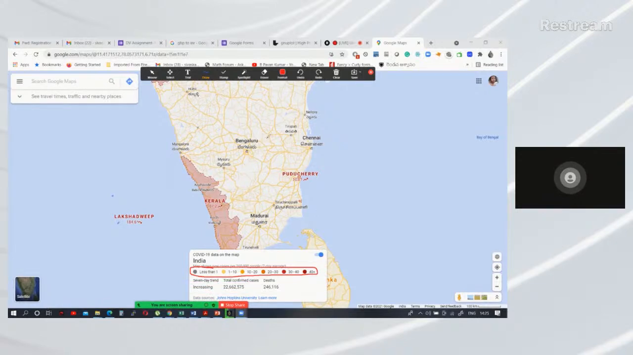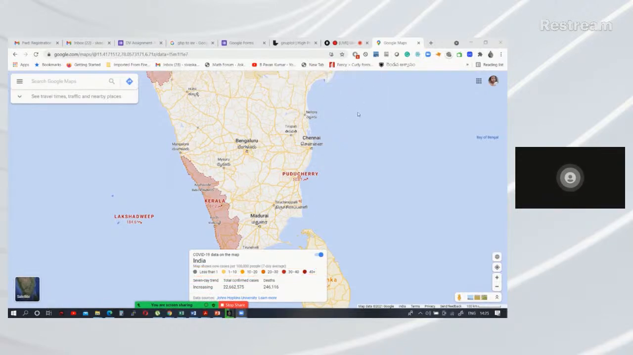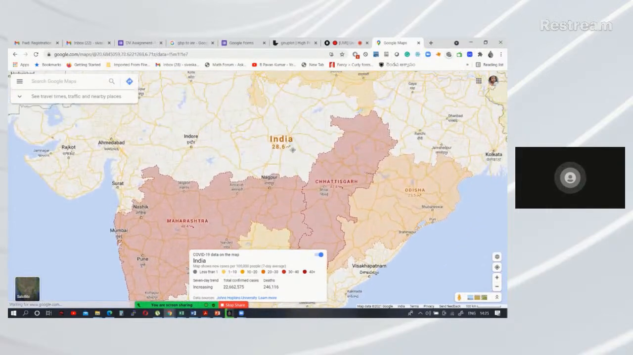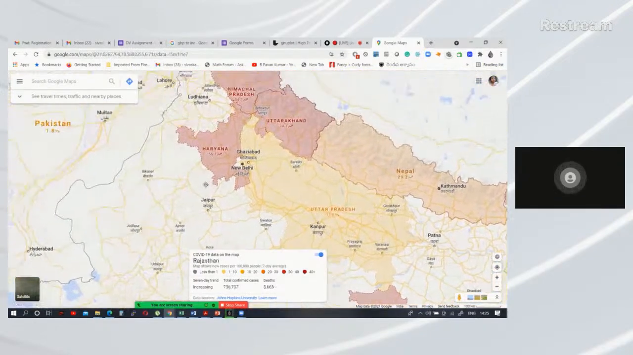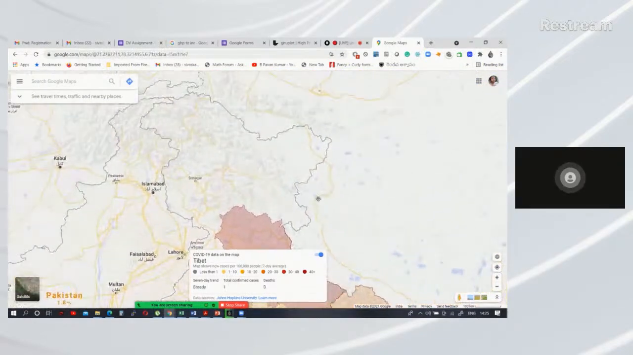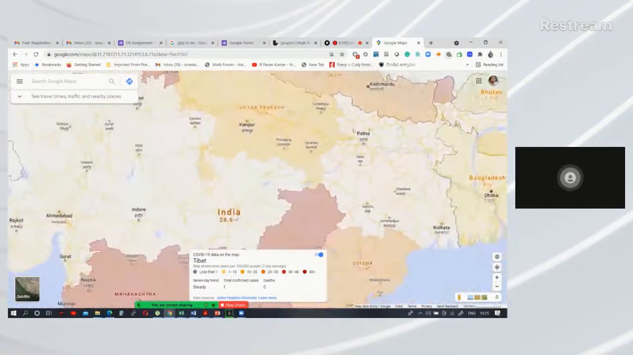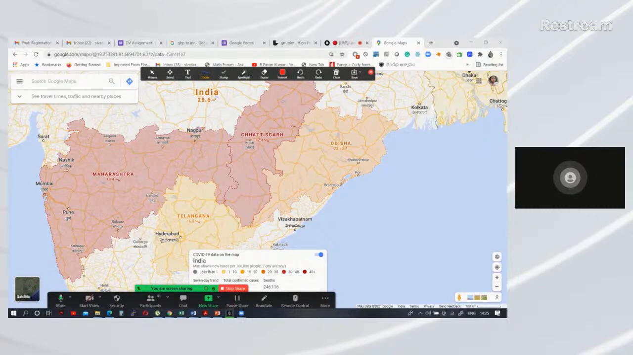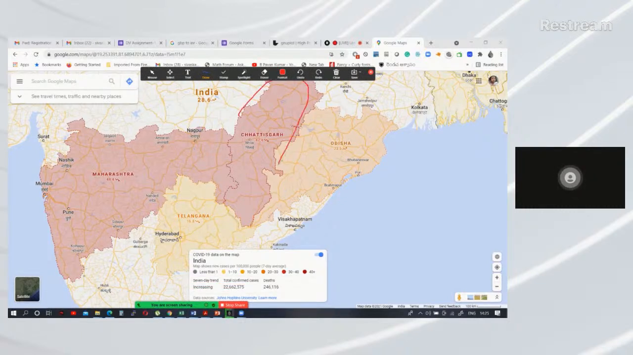So let us see the red colors, because this is one type of spatial data representation. See this, each one is represented with different colors. The whole of India is represented with different colors, and each state has a different shape. Let us look at Chhattisgarh, Odisha, and Telangana.